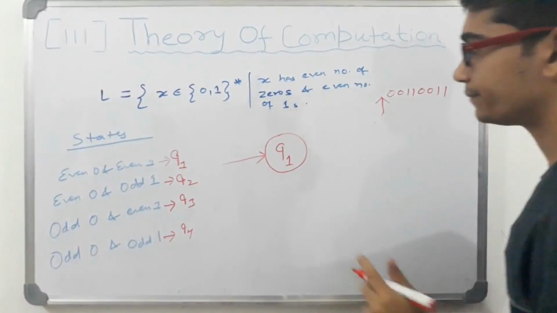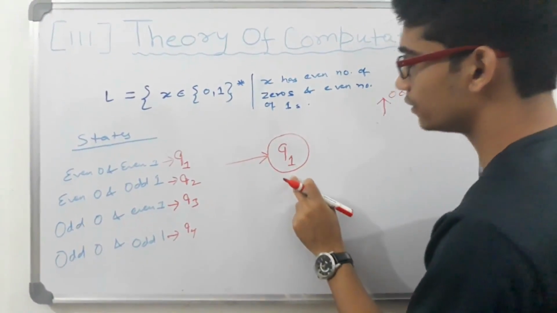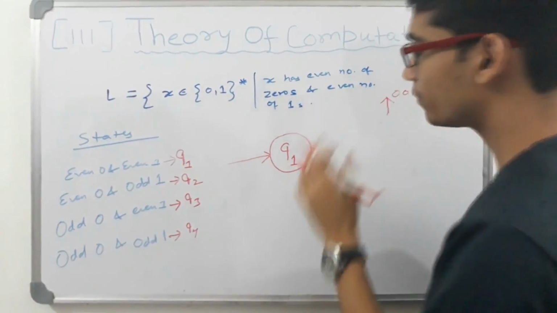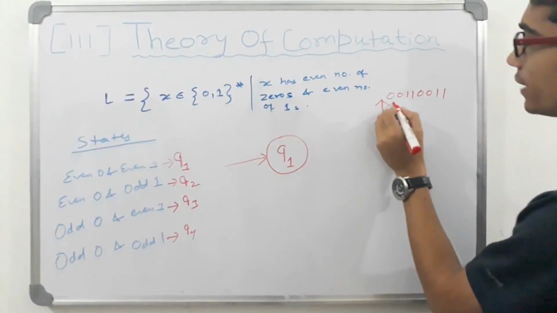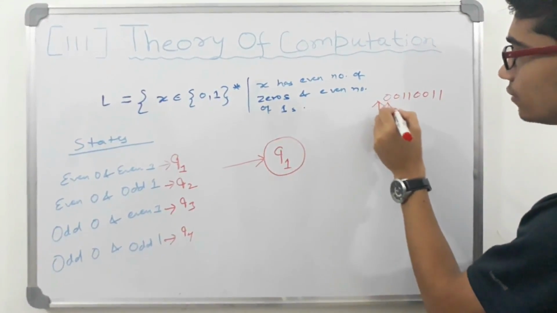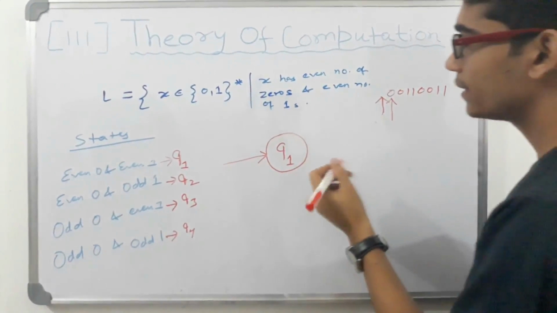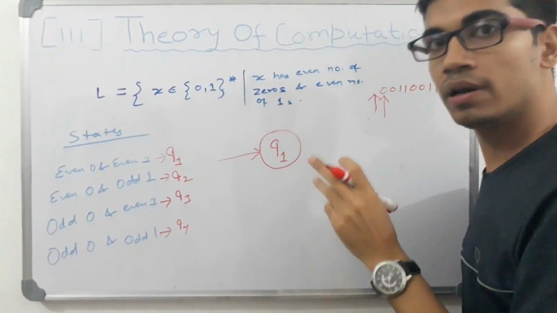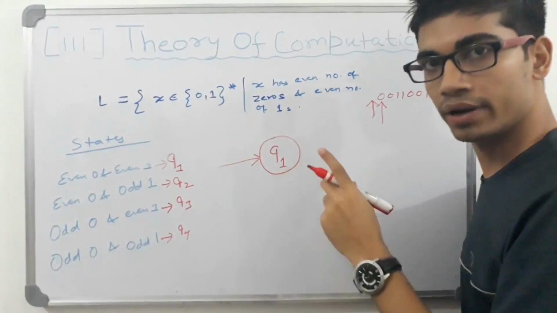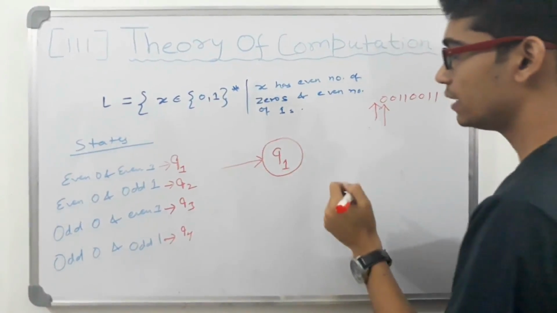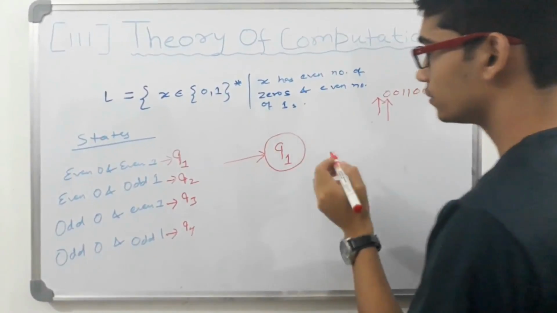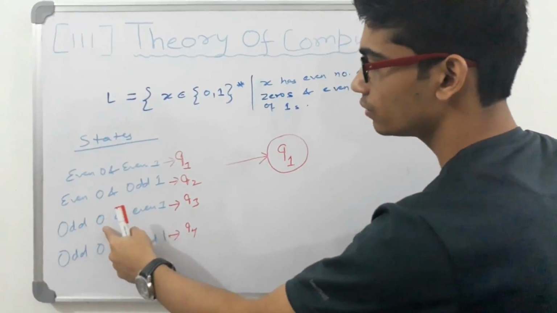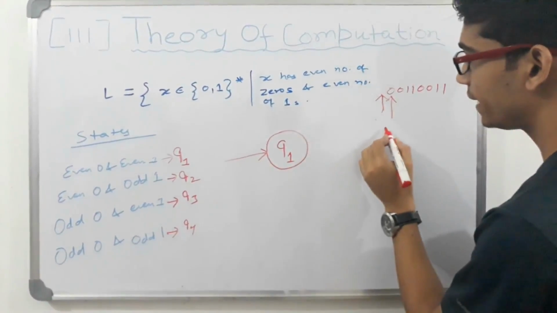See what happens if we encounter a 0. I have reached the Q1 state. Our state of mind is at Q1. Now suppose we encounter a 0 here. So we have seen one 0, and that means an odd number of 0s. Let me write it this way.